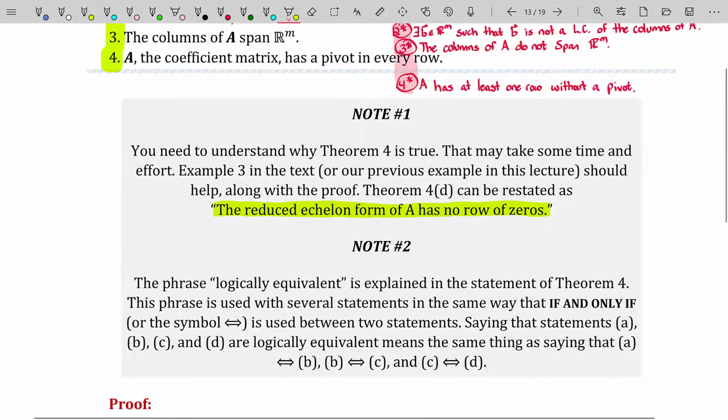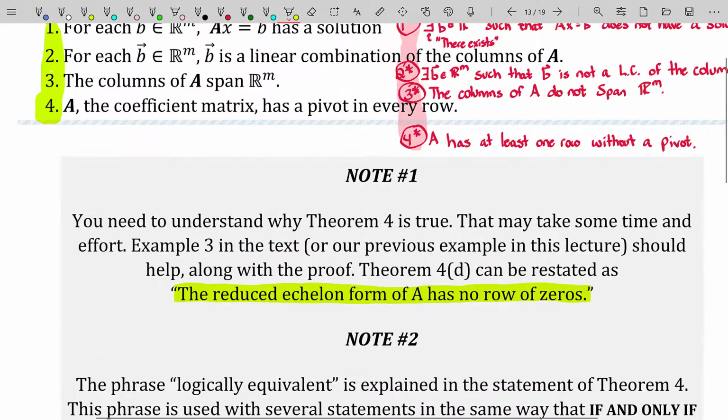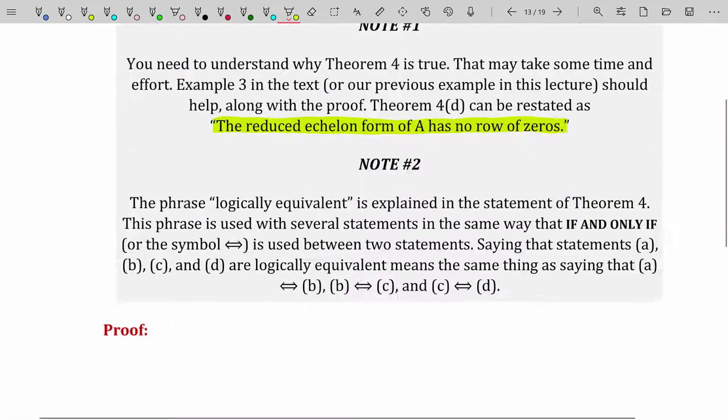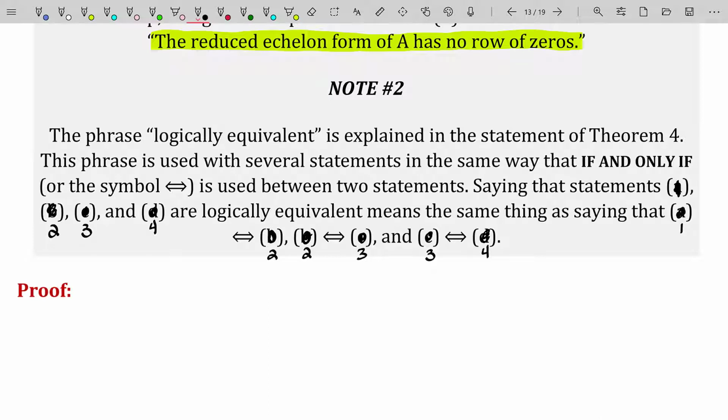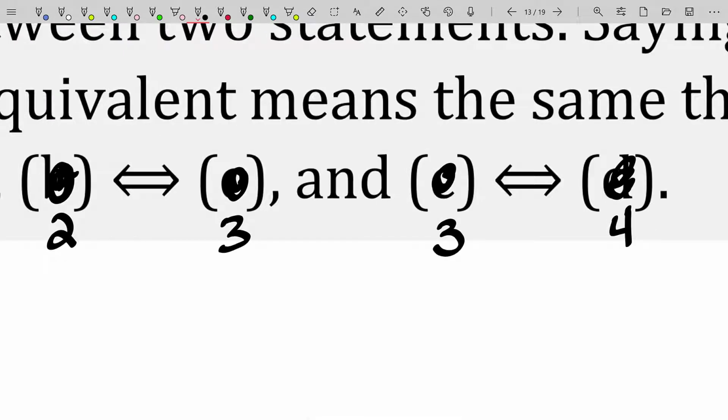All right, let's see what the second note says. The phrase "logically equivalent" is explained in the statement of Theorem 4. This phrase is used with several statements in the same way that "if and only if" is used between two other statements, right? So this is true if and only if that is true. I wrote here A, B, C, and D, but really I wrote them as 1, 2, 3, 4, so let's just substitute that in. Saying that the statements 1, 2, 3, and 4 are logically equivalent means the same thing as saying that 1 is true if and only if 2 is true, 2 is true if and only if 3 is true, and 3 is true if and only if 4 is true, and 4 is true if and only if 1 is true, and so on and so forth.